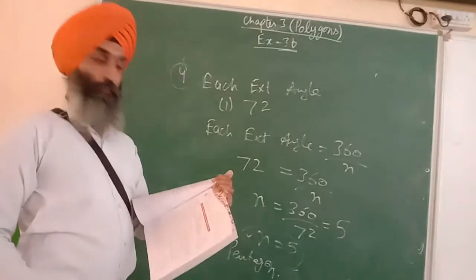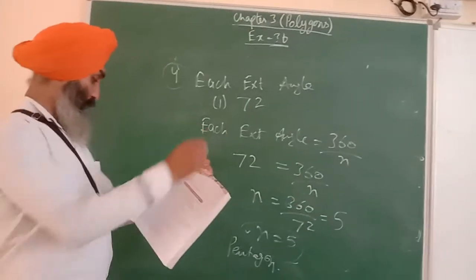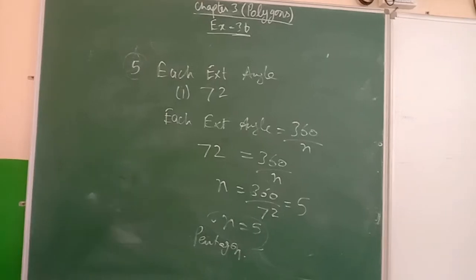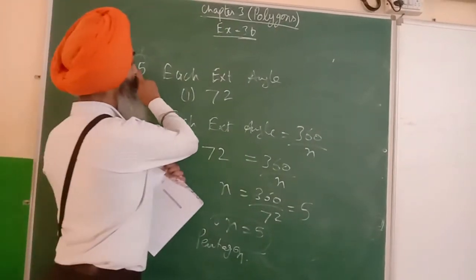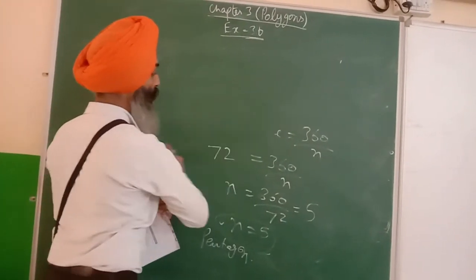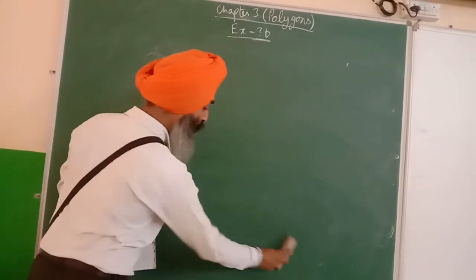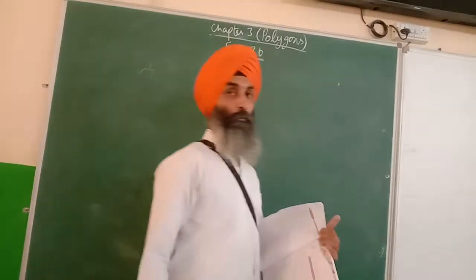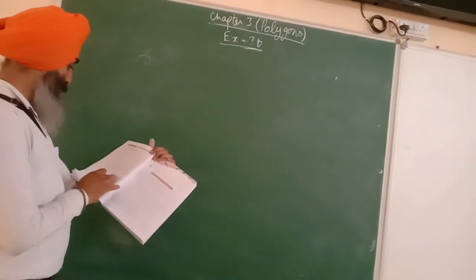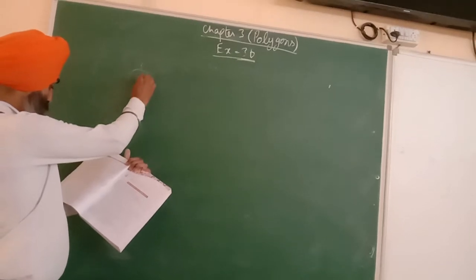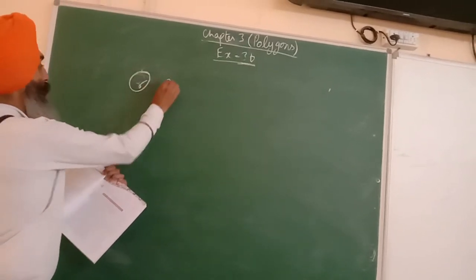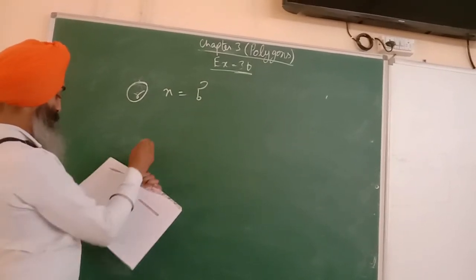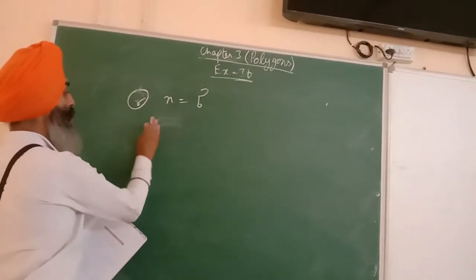Okay everyone. So this is your fourth question, and in the next part of the fifth question, you have to consider each exterior and interior angle. For the interior angle, first of all, you will find each exterior angle by the same formula. Then we will subtract it from 180. In this one, you have to find the number of sides, and each interior angle is given.